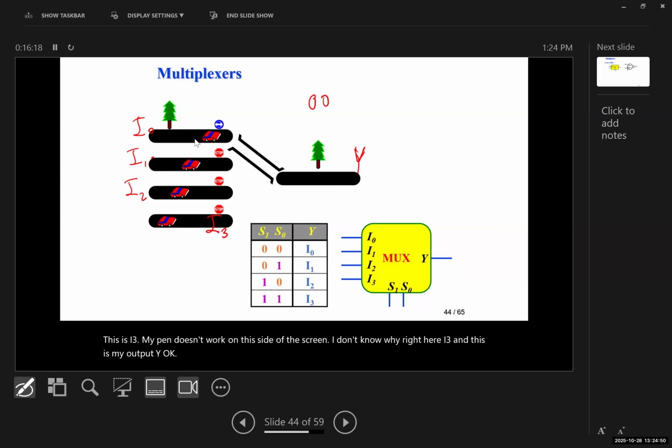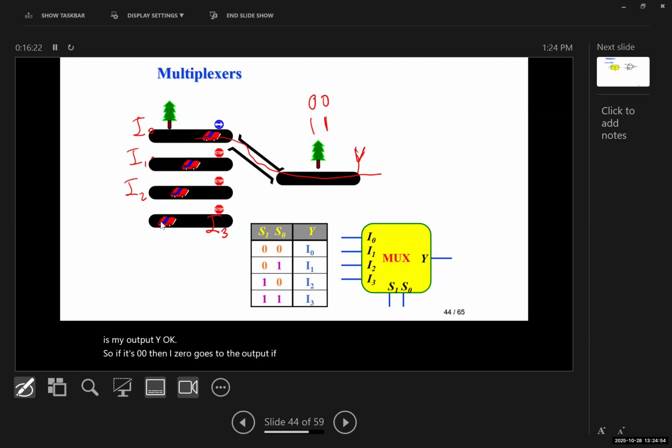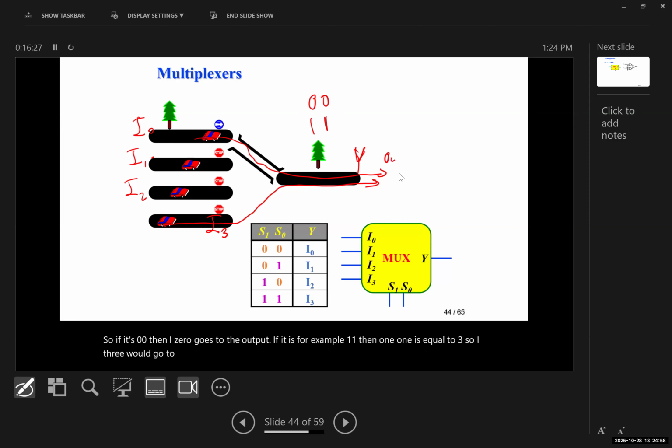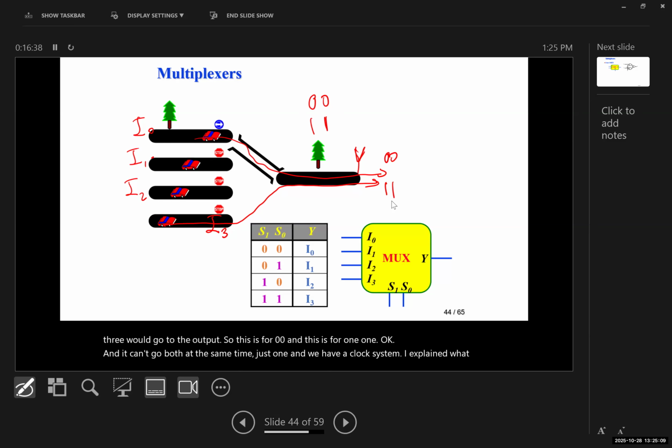So if it's 0, 0, then I0 goes to the output. If it is, for example, 1, 1, then 1, 1 is equal to 3, so I3 would go to the output. So this is for 0, 0, and this is for 1, 1, okay? And it can't go both at the same time, just one. And we have a clock system. I explained what that does to prevent them from overlapping.